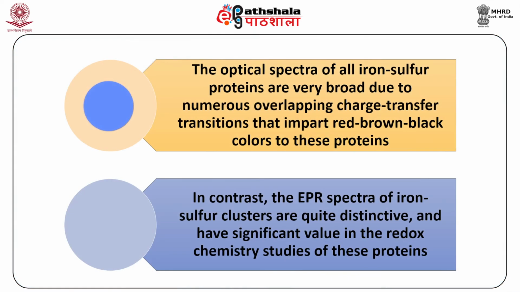The optical spectra of all iron-sulfur proteins are very broad due to numerous overlapping charge transfer transitions that impart red, brown, black colors to these proteins. In contrast, the EPR spectra of iron-sulfur clusters are quite distinctive and have significant value in the redox chemistry studies of these proteins. 4-iron clusters, 4-iron 4-sulfur, are also termed ferredoxins, which are found in many strains of bacteria, and in most of these bacterial iron-sulfur proteins, 2 such clusters are present in the protein.